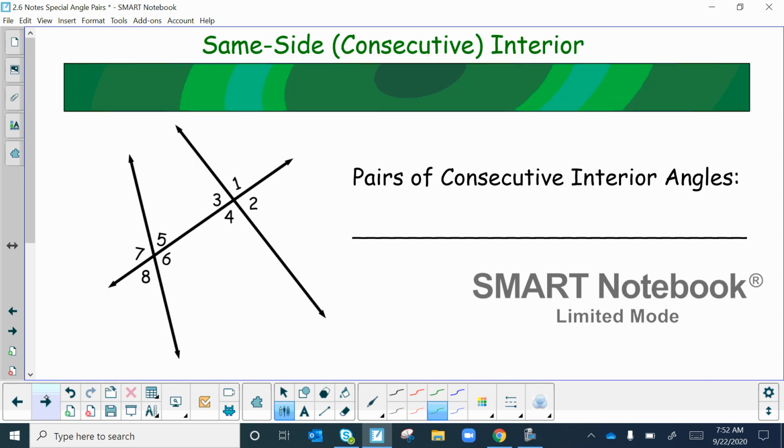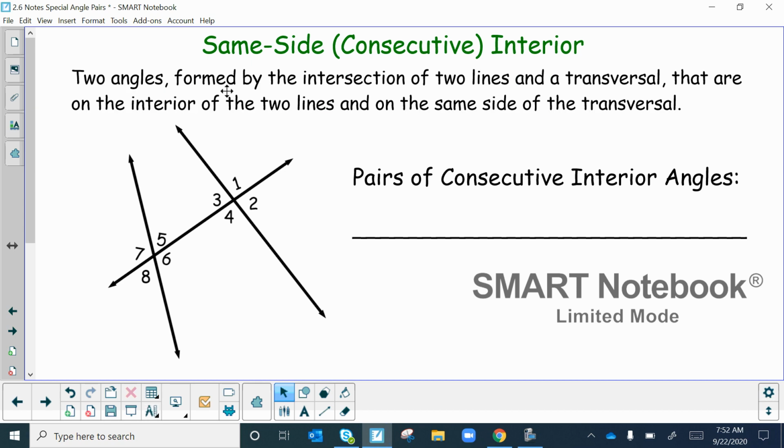Next special pair is called same side interior angles or consecutive interior angles. So you might hear either one.